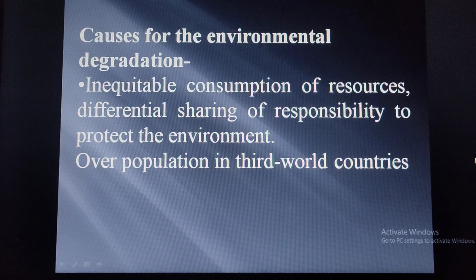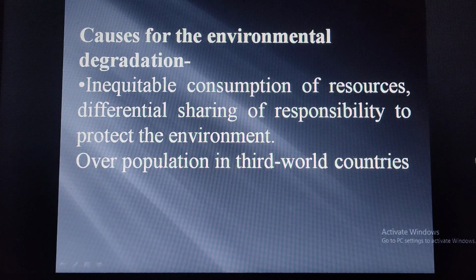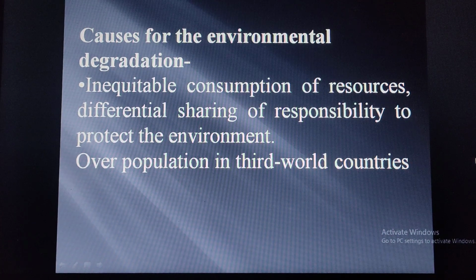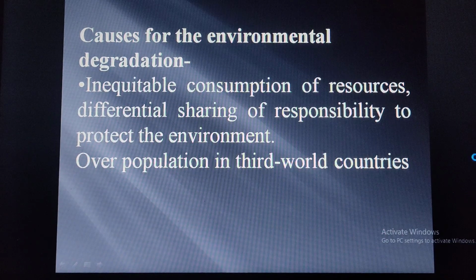Let us move forward. Causes for environmental degradation. What are the causes of environmental degradation? Inequitable consumption of resources, different sharing of responsibility to protect the environment, and overpopulation in third world countries are the causes of environmental degradation. Let us move forward.